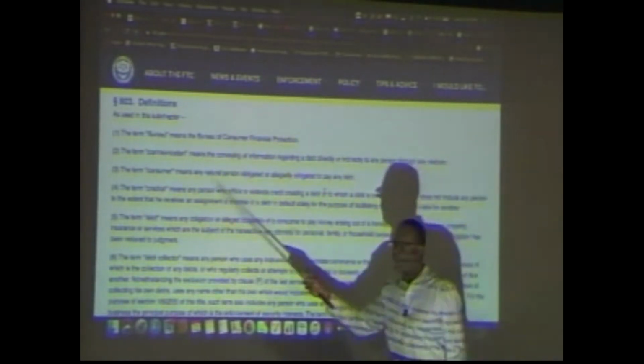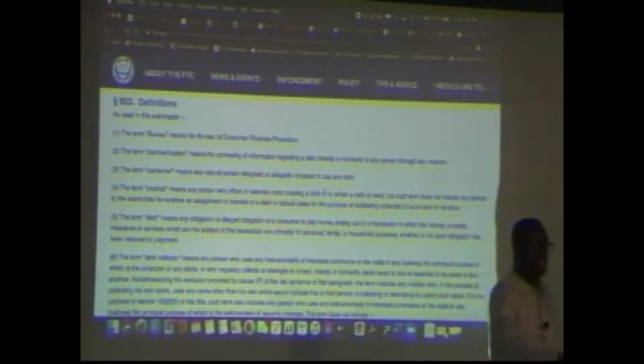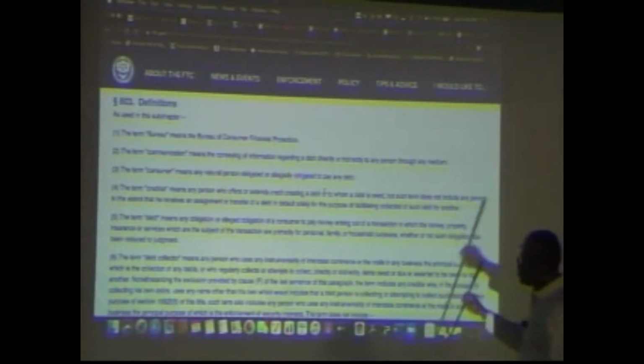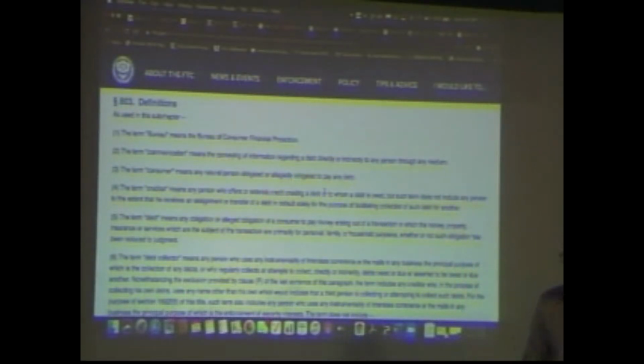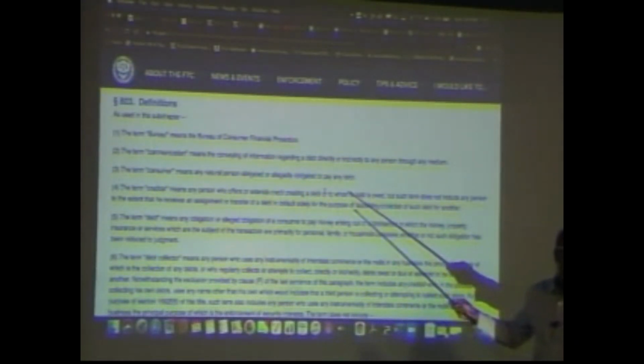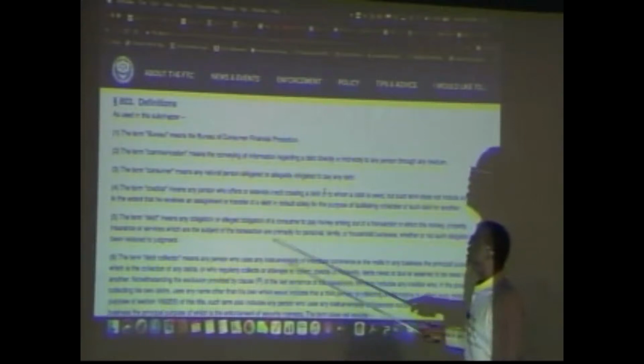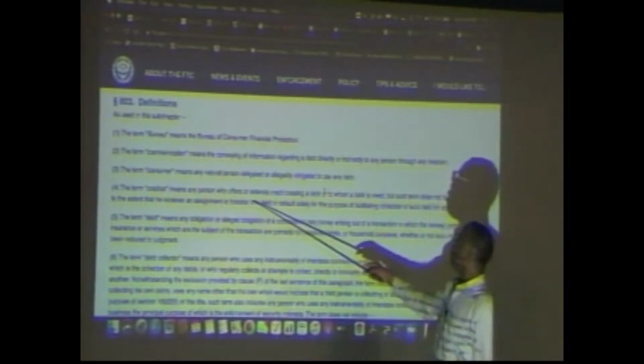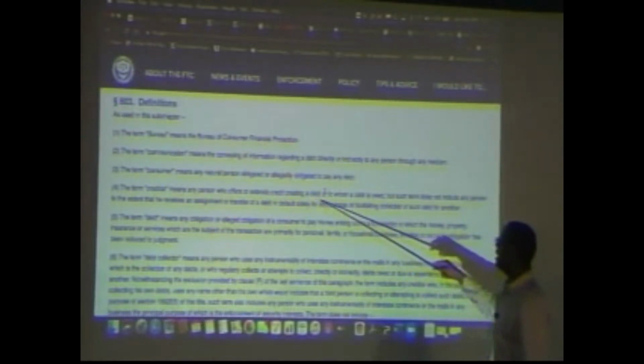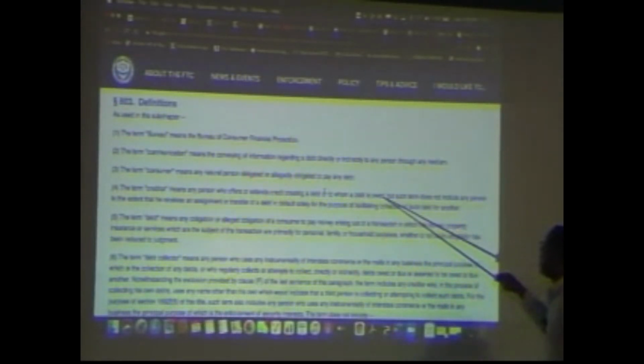You notice they said natural person? Pertaining to someone that is alive. But if you go to other laws that say person, it means a corporation, trust, or natural person, right? So the definition is going to be different. The term creditor means any person who offers or extends credit creating a debt, or to whom a debt is owed. But such term does not include any person to the extent, you notice they're using person, right? And here it said natural person, but over here it says person.